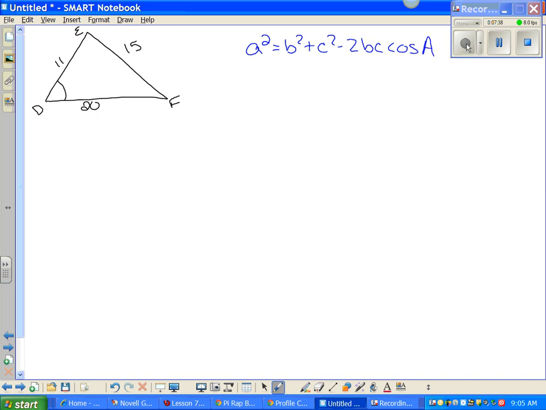What's A in this case? 15. Good. So it's opposite my angle, right? What I'm looking for. So 15 squared equals, what am I going to use for B and C? 11 and 20. Does it matter what order I put them in? No, just make sure that if you're deciding B is going to be 11, that B remains 11 over here. Okay? And cosine of D, which is what we're looking for, right?